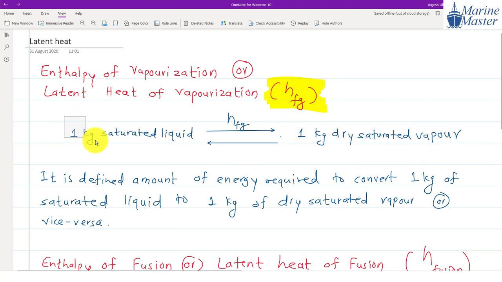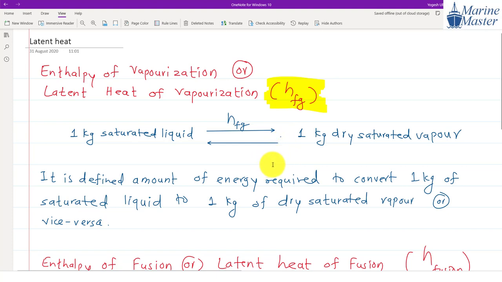So our target is what? We have saturated liquid, and we want to convert it completely into saturated vapor, guys. Whatever the amount of energy we require for that conversion is called enthalpy of vaporization or latent heat of vaporization. Or vice versa. Vice versa means suppose we have 1 kg of dry saturated vapor and we want to convert it completely into 1 kg of saturated liquid. In that case, we have to remove that heat. This is also our enthalpy of vaporization or latent heat of vaporization.